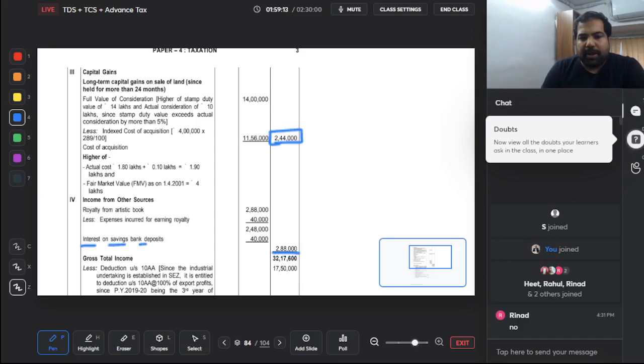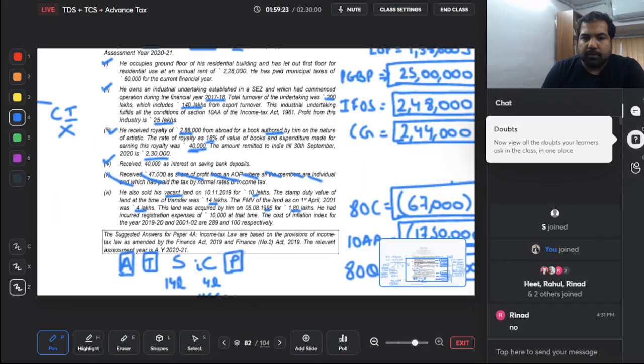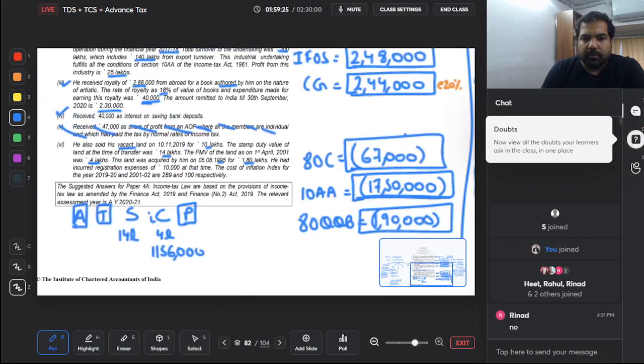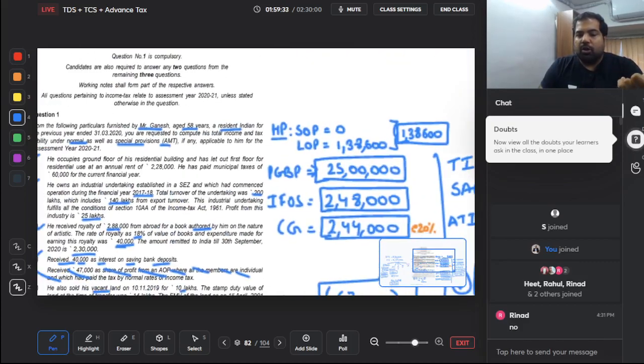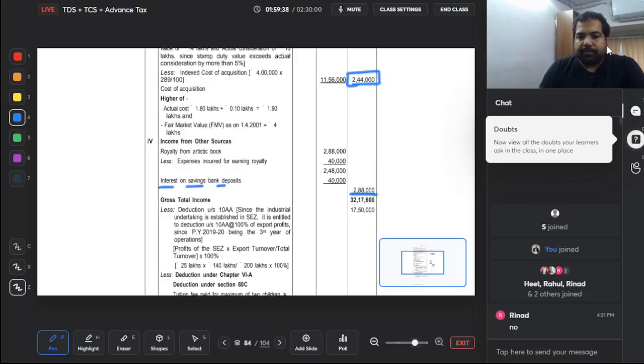Interest on saving bank account, I did not even see this. I think we missed it out. Oh, I think missed this interest of 40,000 on saving bank. So if we miss this, we also missed a deduction of 80TTA, but no problem. So here we go. This is 40,000, and so this is your total income.